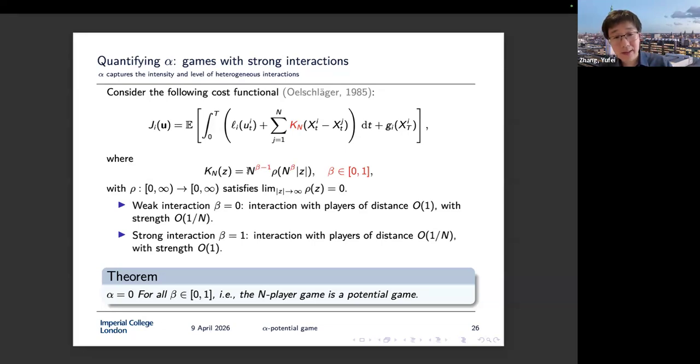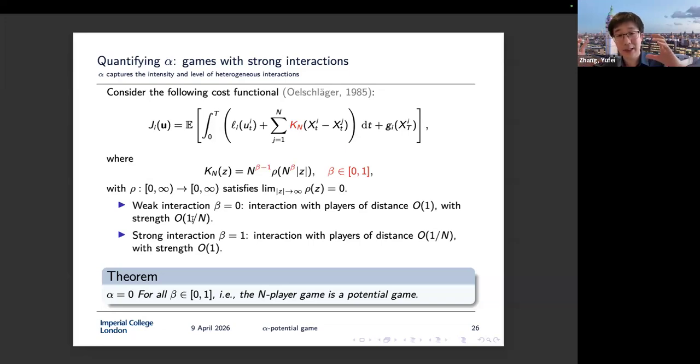Okay, so in the case that beta is a parameter between 0 and 1, when beta is equal to 0, this weight becomes 1 over n, and n to the power beta becomes 1. This is known as the weak interaction, in the sense that, because of the decay of this density rho, I only care about the players roughly at a distance of order 1. But the impact of each player in this region on me is of order 1 over n, and it will vanish as the number of players n tends to infinity.